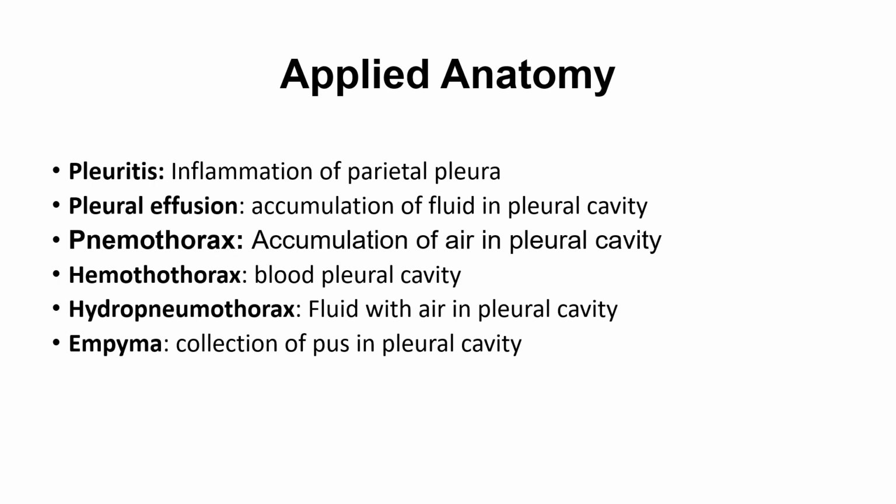Pneumothorax can occur from within, that is, when there is communication of the pleural cavity with the bronchial tree or the lung alveoli, or it can occur from outside due to some injury to the chest wall, which causes a breach in the parietal pleura also. Then, in certain cases, we can even see fluid as well as air in the pleural cavity, and such a condition is termed hydropneumothorax.